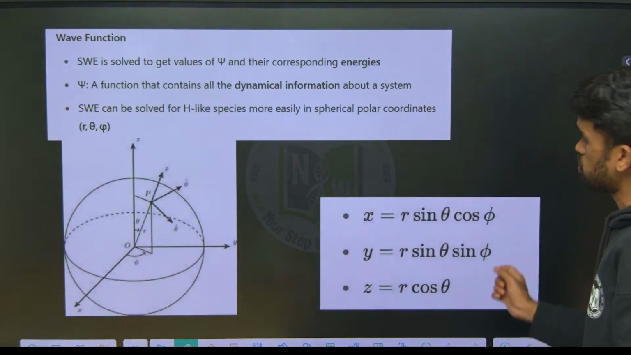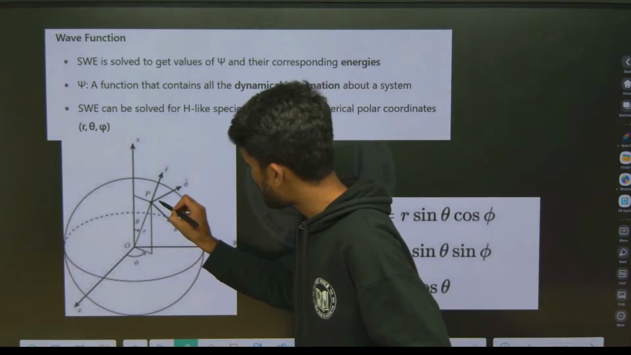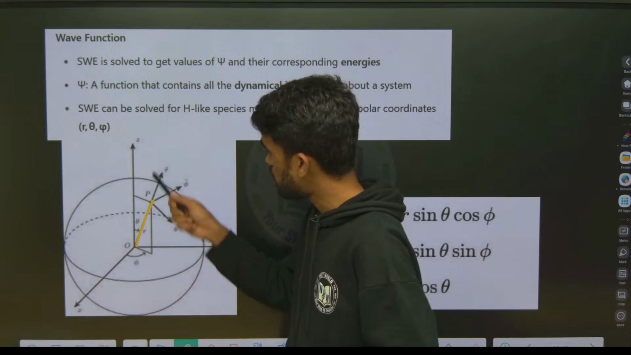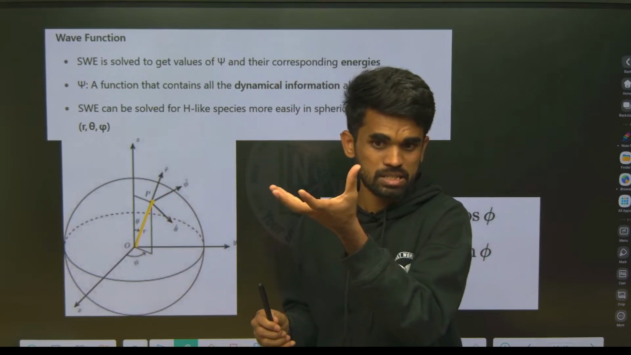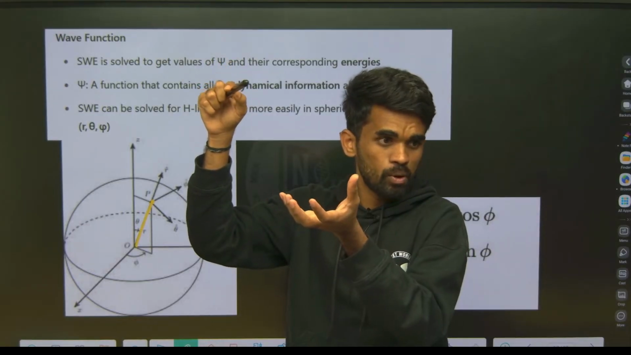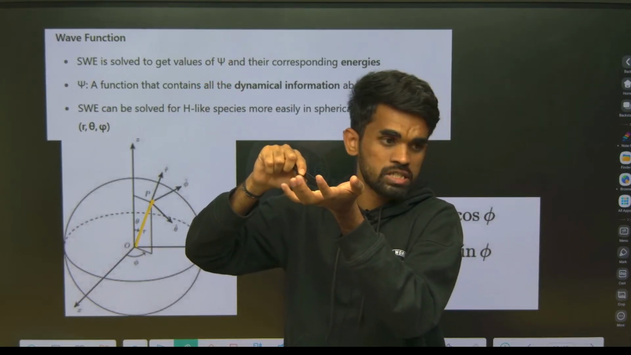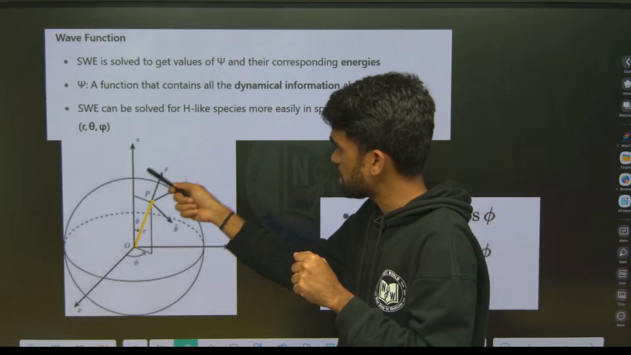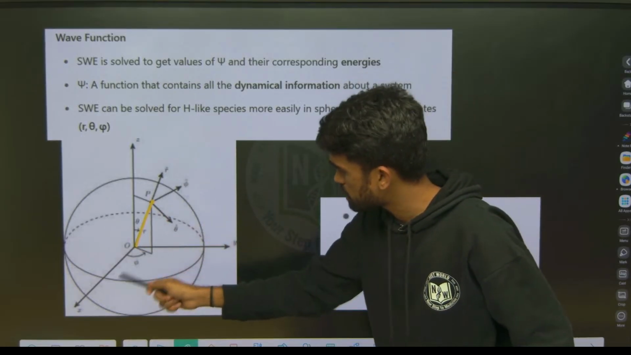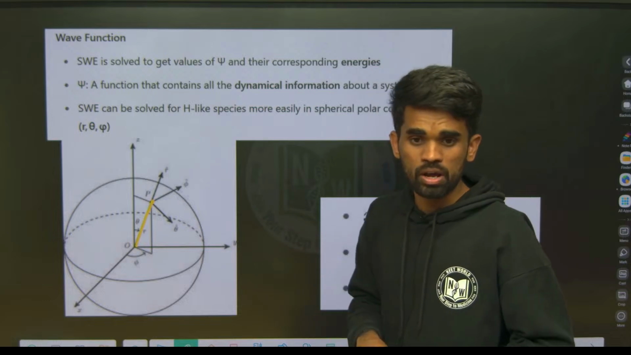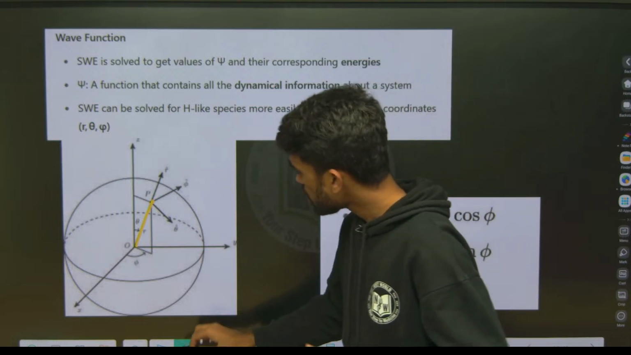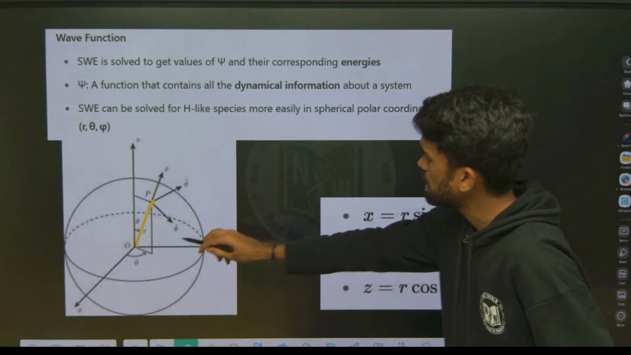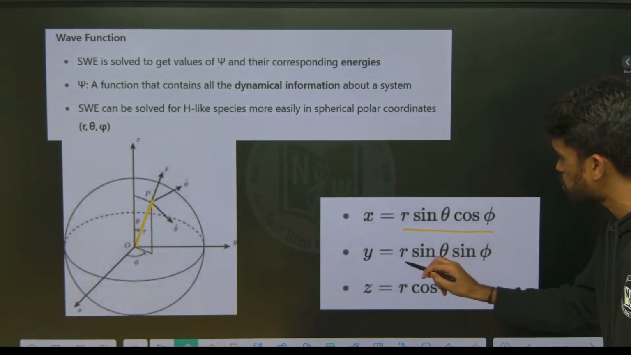For finding, for example, I have an electron here, which I am representing with a distance r from here. Just imagine three-dimensional space where we have an electron at one point. We take the origin at the nucleus, so it will be at a distance r. In x, y, z coordinates we have three coordinates. This is what we call spherical polar coordinates. Using this we will be finding where the electron is.